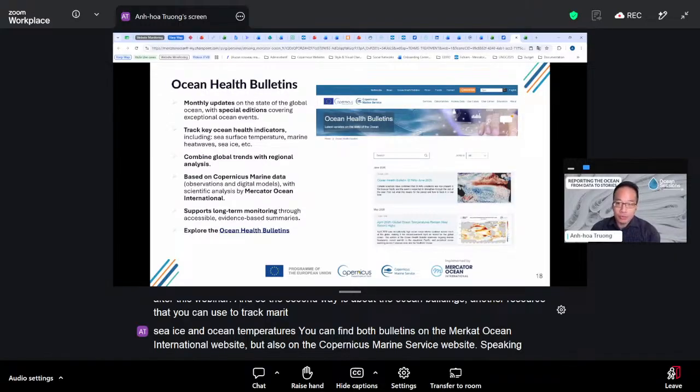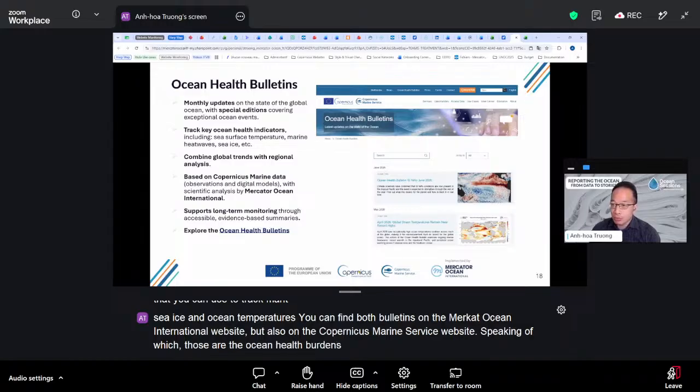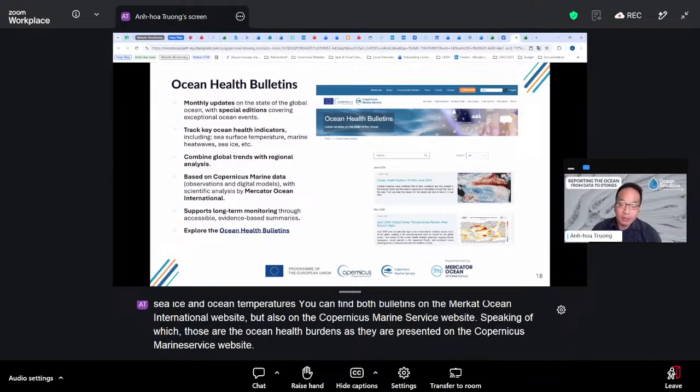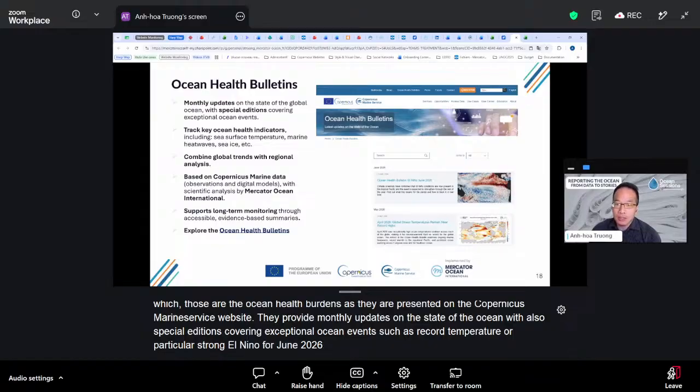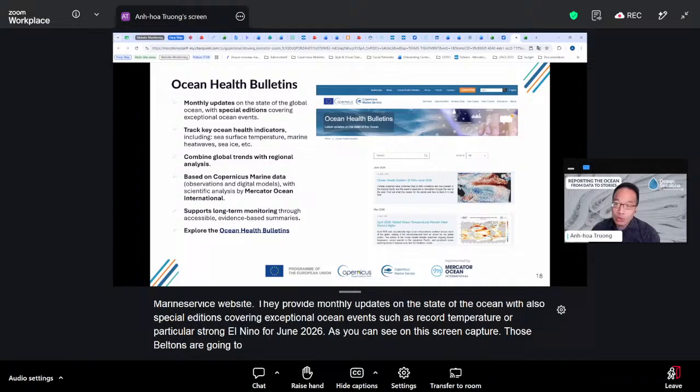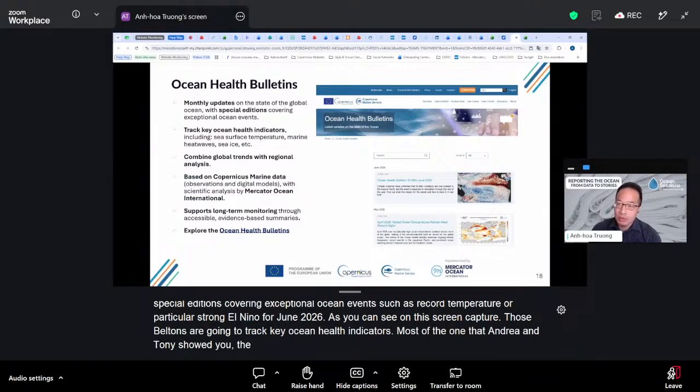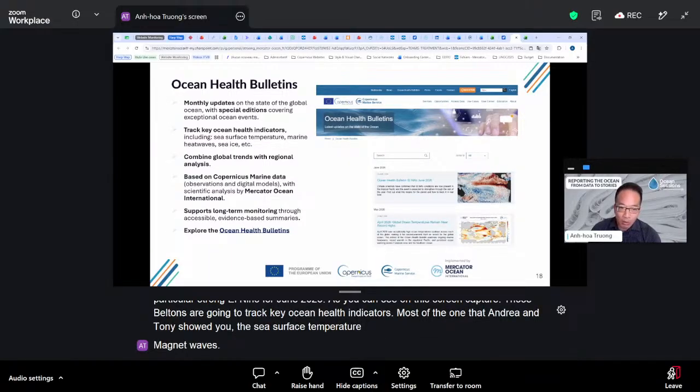Speaking of which, those are the Ocean Health bulletins as they are presented on the Copernicus Marine Service website. They provide monthly updates on the state of the ocean, with also special editions covering exceptional ocean events such as record temperature or a particularly strong El Nino for June 2026, as you can see on this screen capture. Those bulletins track key ocean health indicators, most of the ones that Andrea and Tony showed you: the sea surface temperature, marine heat waves, sea ice, and more.